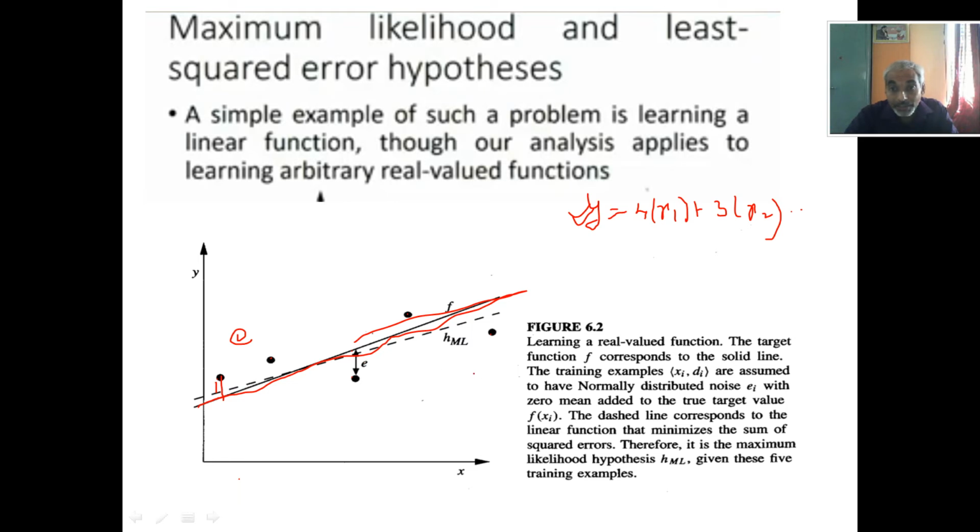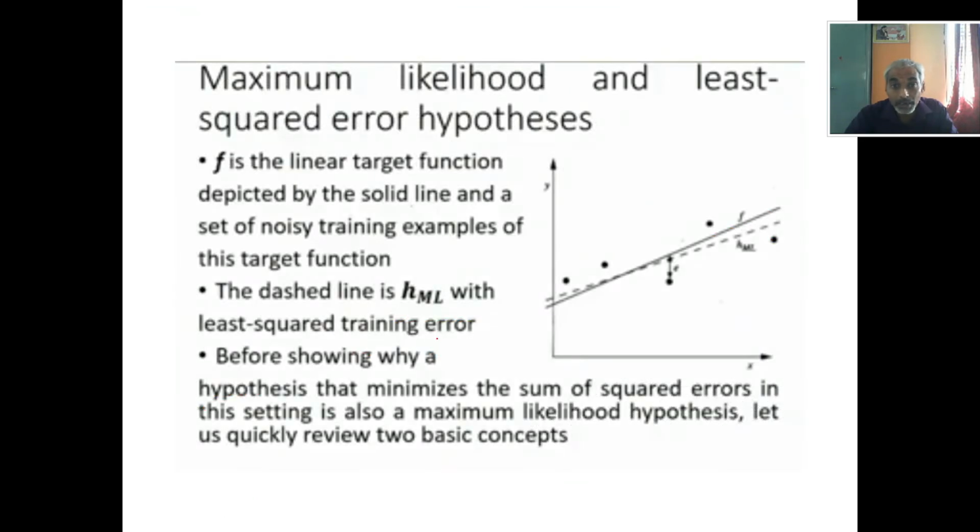So this particular dotted line function that you have drawn, we can say it is a maximum likelihood hypothesis, HML, given these 5 training examples. That is how you are going to fit the particular line here, right? So you can see this is your function f. F is a linear target function, the solid line.